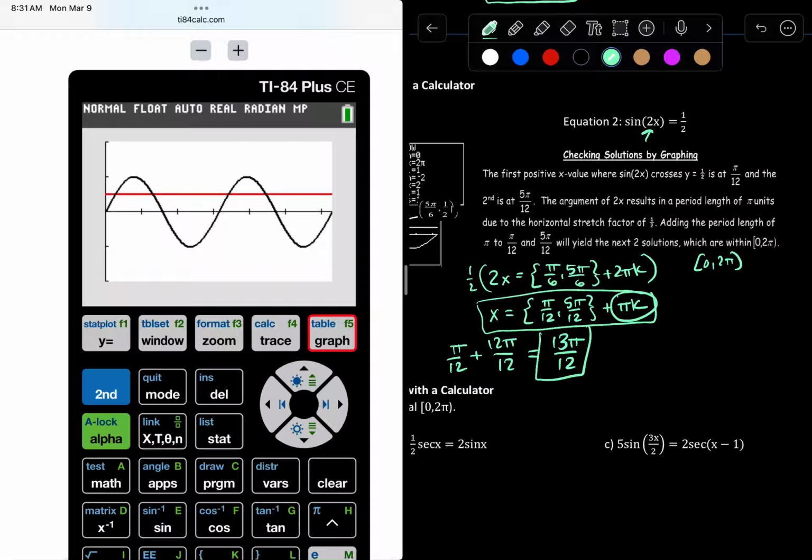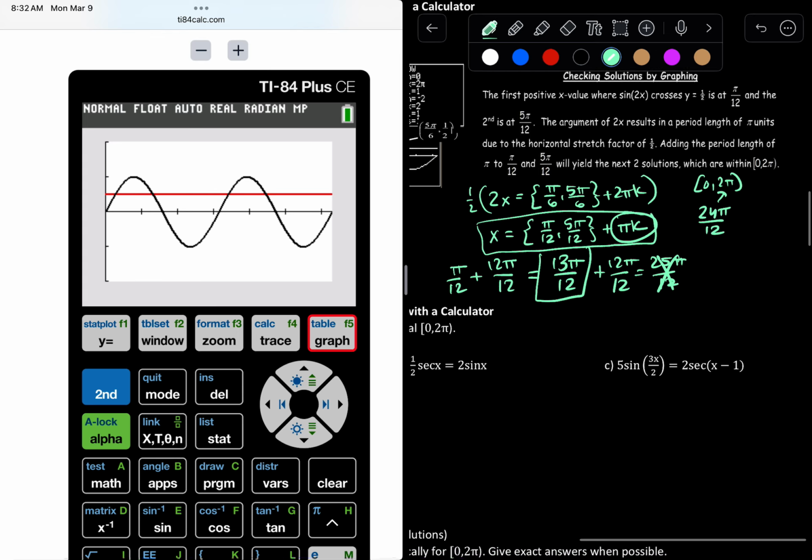And then if I add another 12 pi over 12 to that, I end up with 25 pi over 12. And my domain restriction is 2 pi, which would be, sorry, 24 pi over 12. And again, I'm writing everything in terms of 12 because my denominators are 12 for my original 2 solutions. So it makes it easier to see when I am leaving the domain of 0 to 2 pi. And because 25 pi over 12 is greater than 24 pi over 12, we will not use this solution.